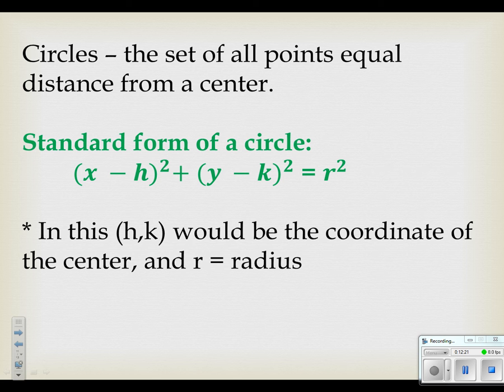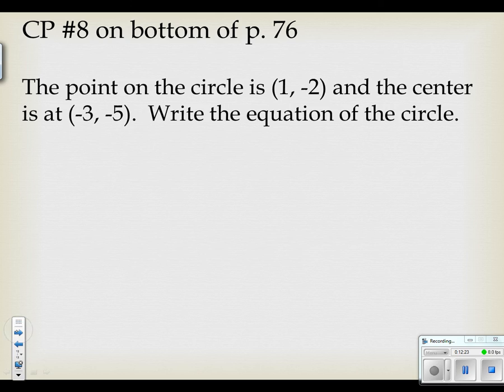Be on page 76 with me now. Okay, we're going to do one of these problems together and play around with that standard form of a circle. Again, there's one done for you in your book. We are going to do another one. We're going to do the checkpoint at the very bottom of the page. That checkpoint tells us that the center of our circle is at (-3, -5), and a point on the circle is (1, -2).